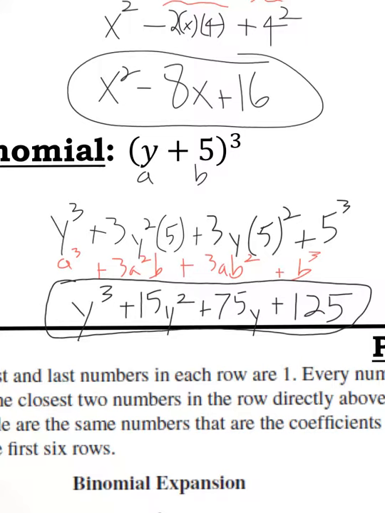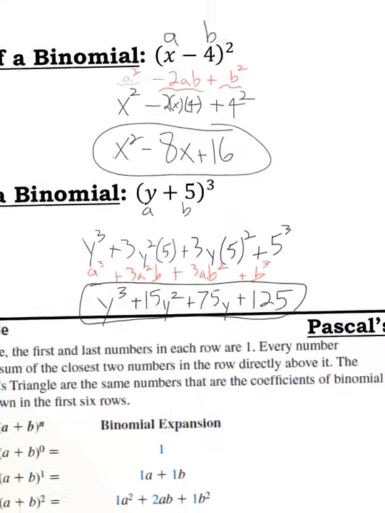So you'll notice on these answers and the ones to come, that your powers go down by 1. Power of 2, power of 1, power of 0. Power of 3, power of 2, power of 1, power of 0, okay? So that's the pattern you should be looking out for.